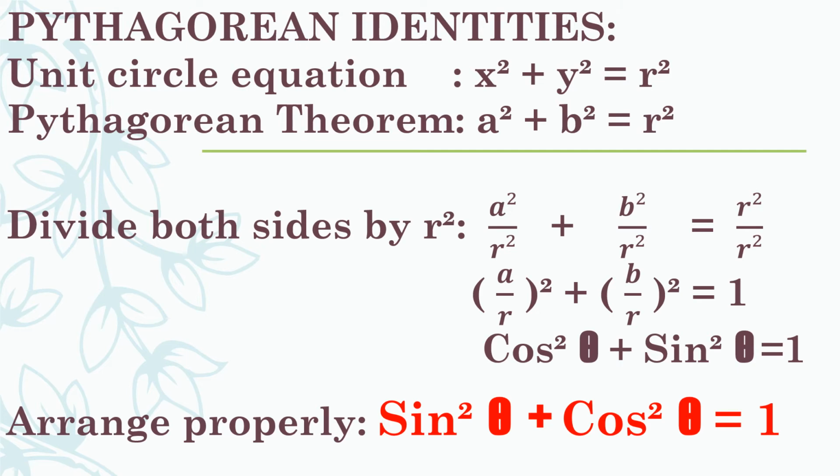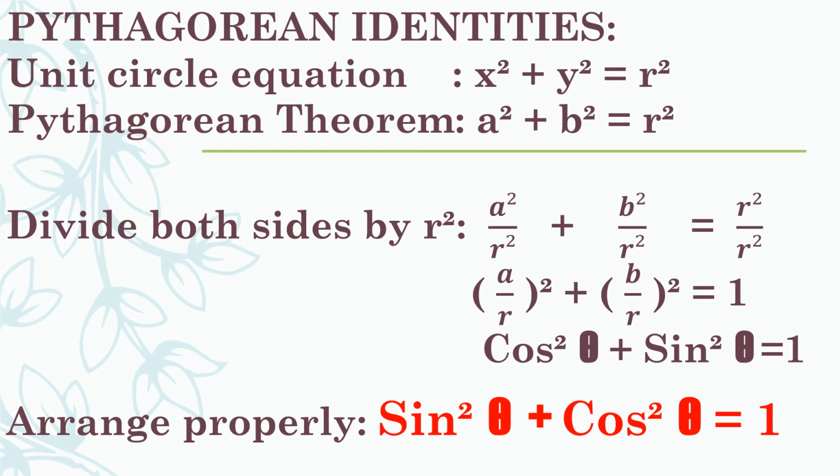Now, to find the first Pythagorean identity, we are going to equate the Pythagorean theorem to 1. So how are we going to do this? We are going to divide both sides by r squared.